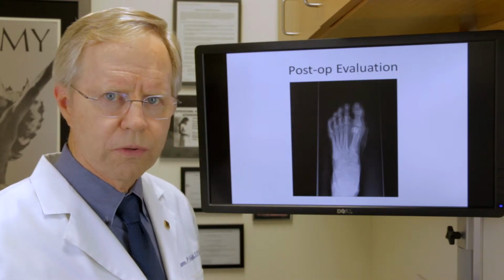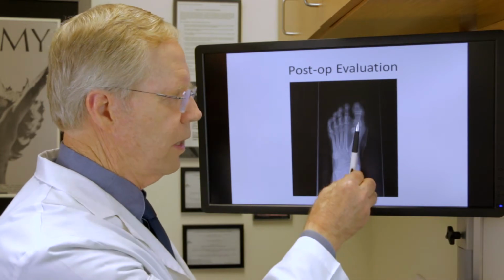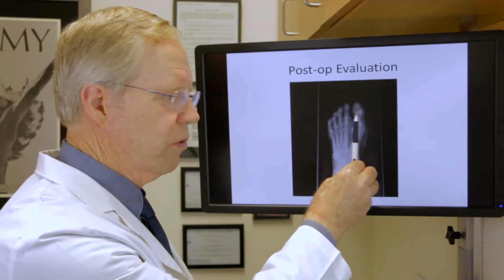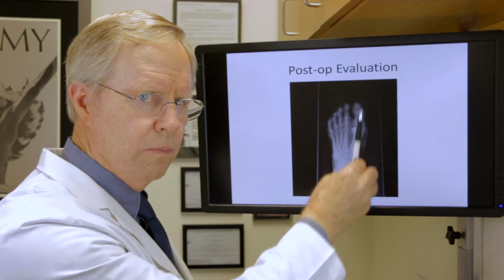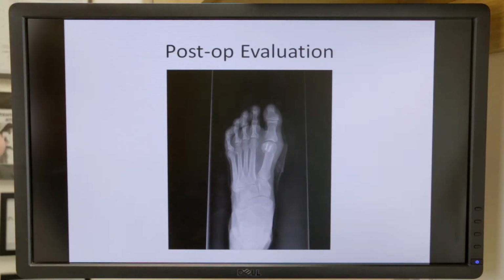and this is how the same foot would look after bunion surgery. As you can see, the angles are corrected very nicely, both the first, second metatarsal and the big toe. You can see the two screws that are holding the bone in place.